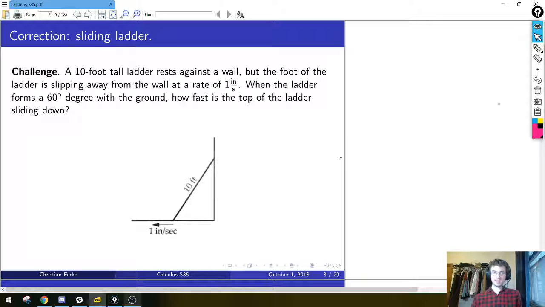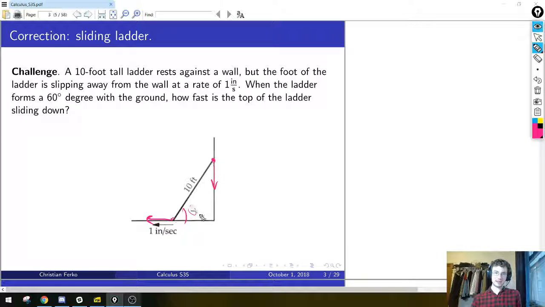So first, back to the ladder. To remind us of the problem statement, we had this thing last time about this 10-foot ladder. So the hypotenuse of this triangle has a fixed length of 10 feet. It rests against a wall and it's starting to slide down the wall. So this point is moving to the left and this contact point is moving downwards as it slides down.